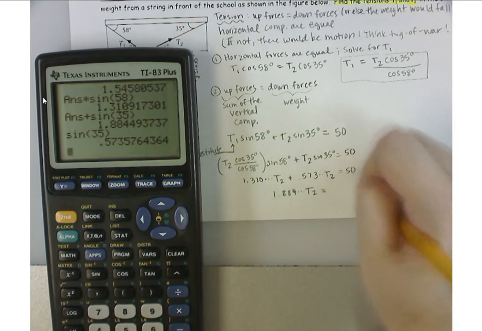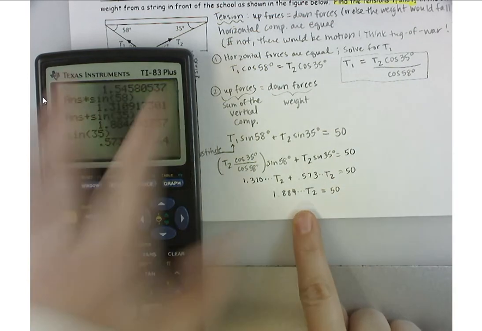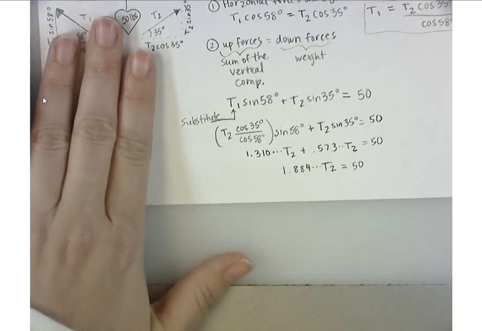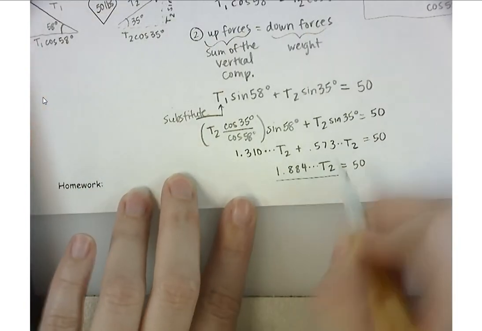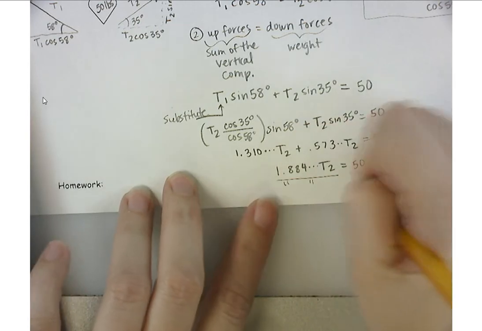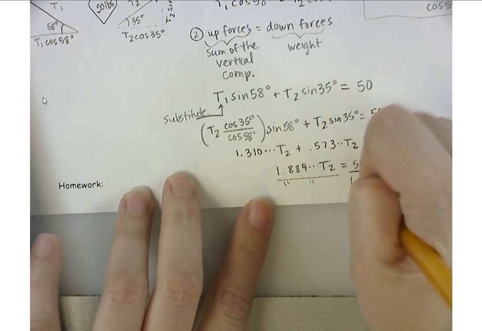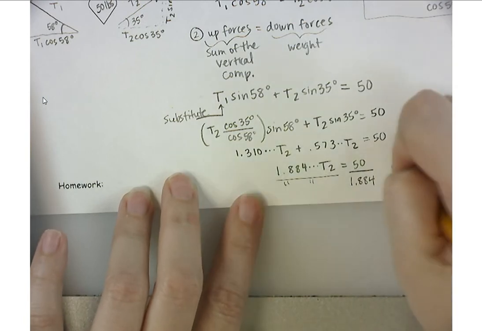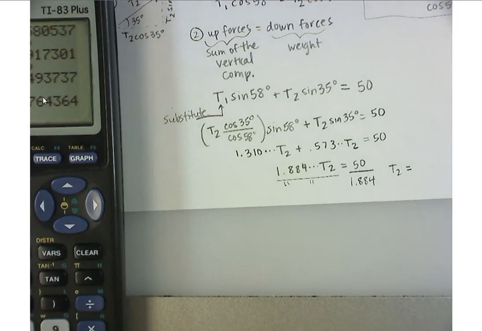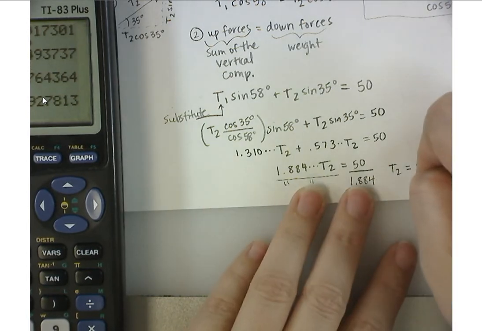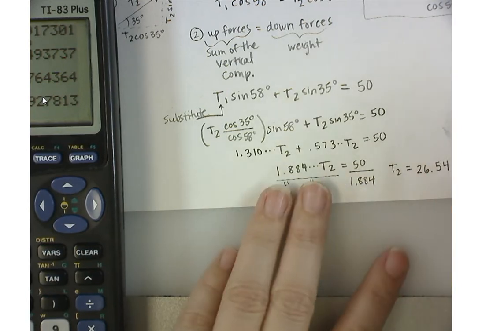Okay, so all you're doing here is solving for T sub 2. The only difficult part is you have decimals. So when you're solving, you're going to divide by that value. You're going to divide by 1.884, and that's going to be your tension for T sub 2. That's going to be the magnitude of your string. So you can go ahead and round to the nearest hundredth, which would be 26.54.